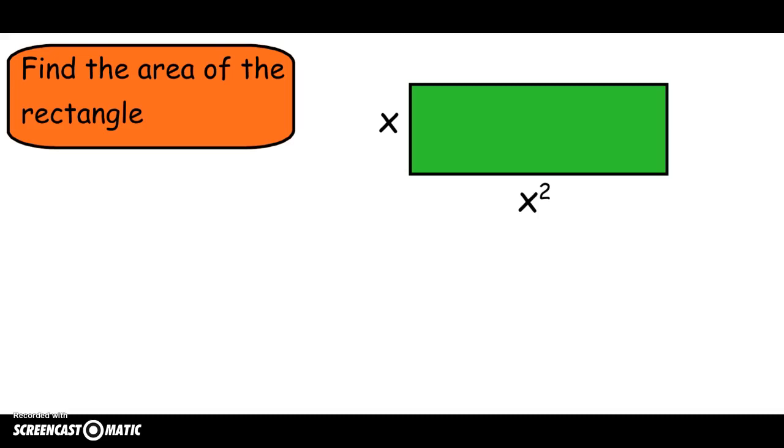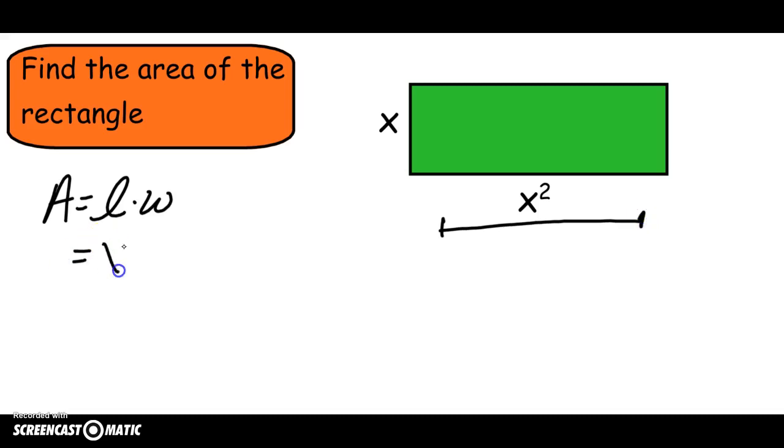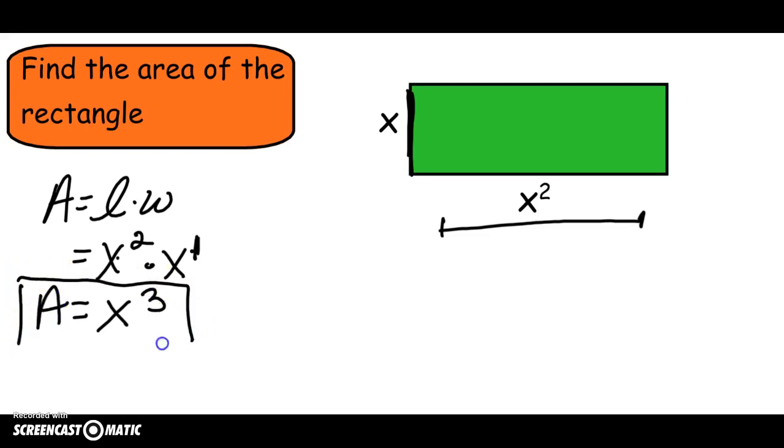Now, let's look at this problem. We want to find the area of the rectangle. To find the area of a rectangle, it's length times width. The length of my rectangle is x squared, and my width is x. If I multiply them, I have x squared times x. They have the same base, so my base stays the same. This is x squared, and this is x, so that means there's a 1 there. So 2 plus 1 is 3. So the area is x to the third. And that's all the further we can go, because we don't know what x is.